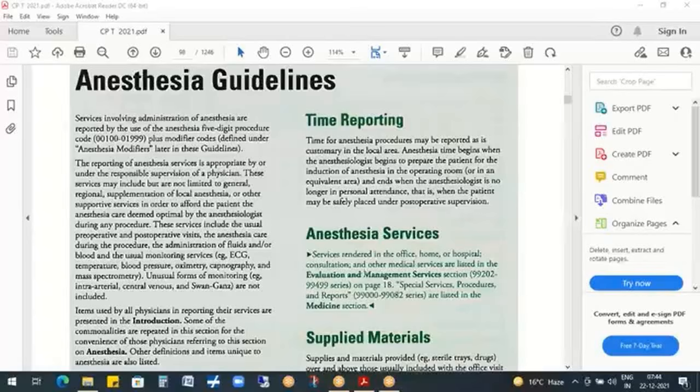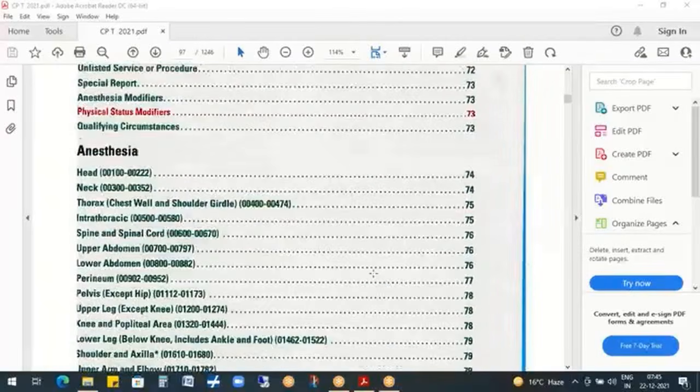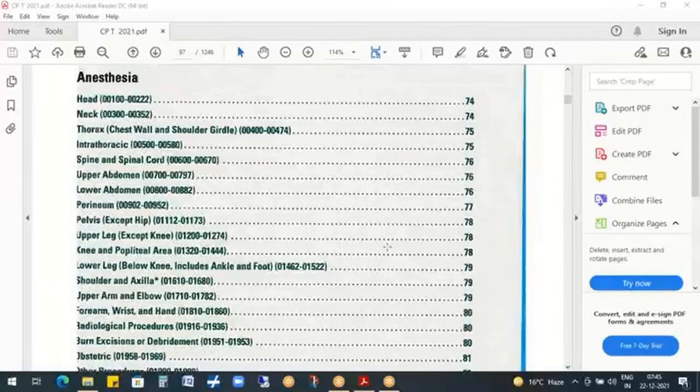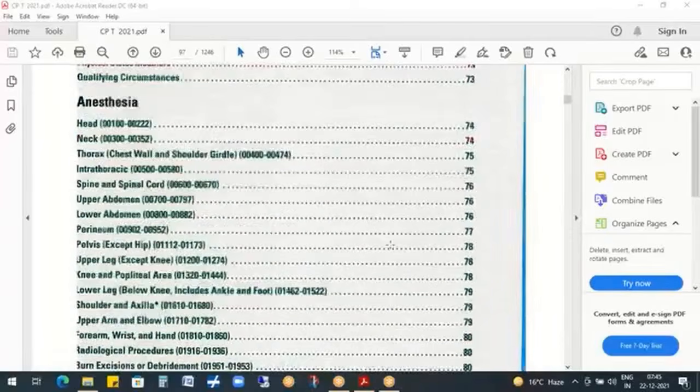First point. Now, can you see everyone? Page 71. How is this anesthesia chapter organized? Page number 71 in your CPT books. Can you see how this anesthesia chapter is organized?